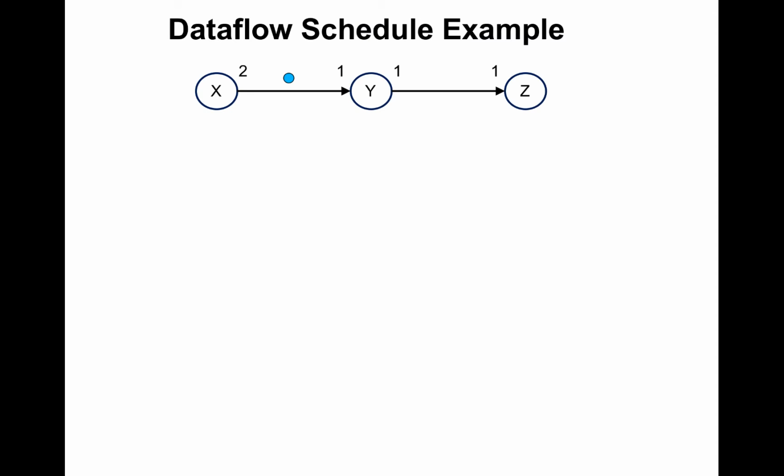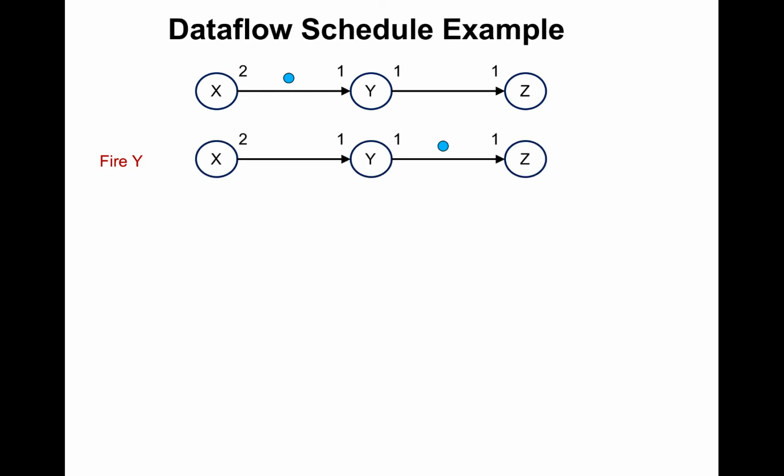Here's an example. Here we have operators x, y, and z. We have one token between x and y. We fire y, which consumes the token at its input and generates one token at the output. We fire x.